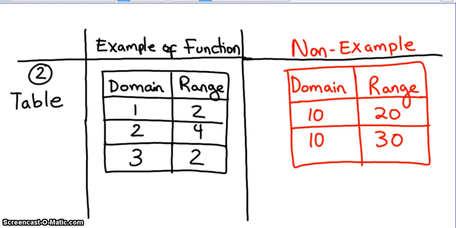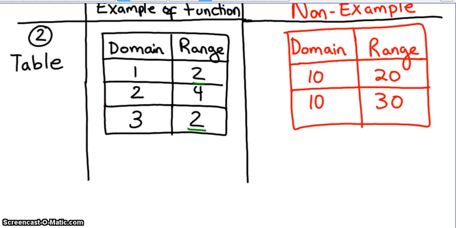Next, we will look at a table. So on this table, again, I use the doubling function. So notice 1 doubles to 2, 2 doubles to 4. But I changed it up so that you see that 3 in this example goes to 2. Now in this case, it is okay that the 2 in the range repeats itself. So here and here we have 2, but that's okay. And I'll show you with a mapping diagram why that's okay.